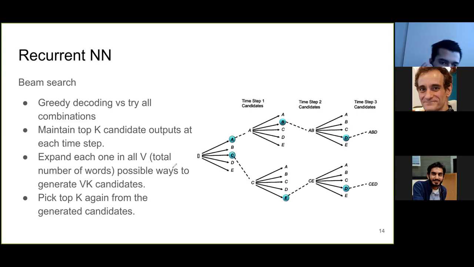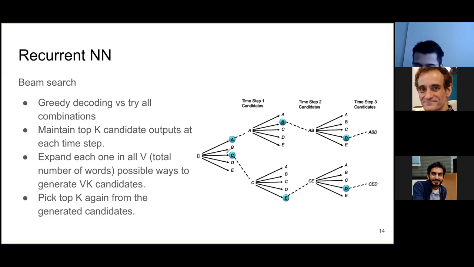So here in beam search, we maintain the top K candidate outputs at each time step. We expand each one in all of the V possible ways to generate VK candidates. Here V is the total number of words in the vocabulary.